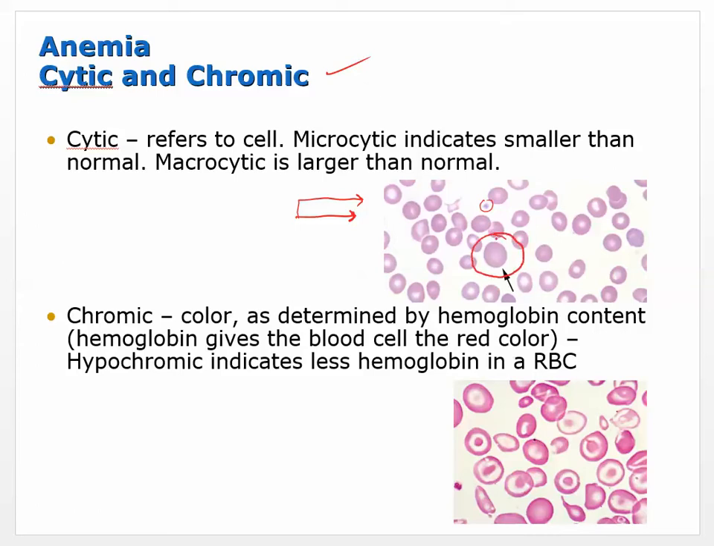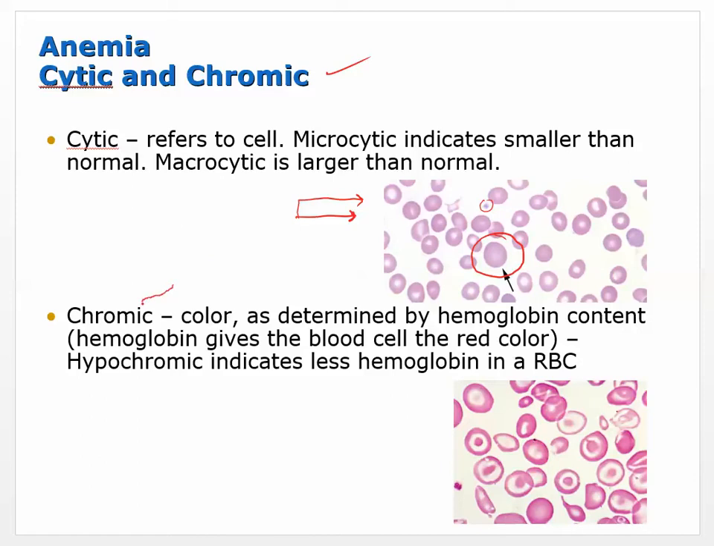Okay, so that's macrocytic, and usually that comes from a nutrient deficiency like folic acid or something like that, where it fills the cell with hemoglobin, but they can't divide fast enough, so it just overfills it, and then it divides, and then you end up with a bunch of really large red blood cells.